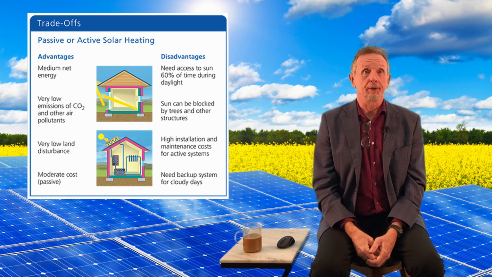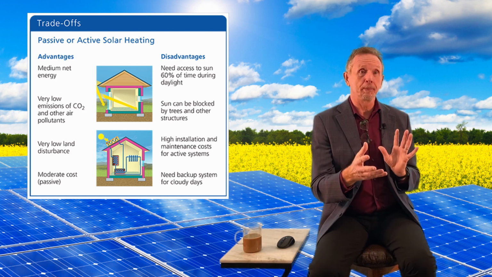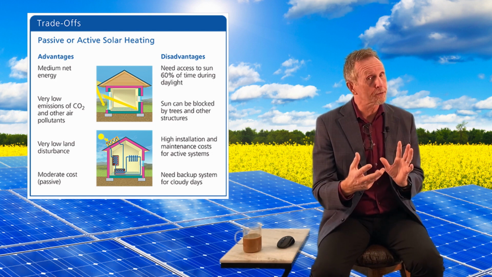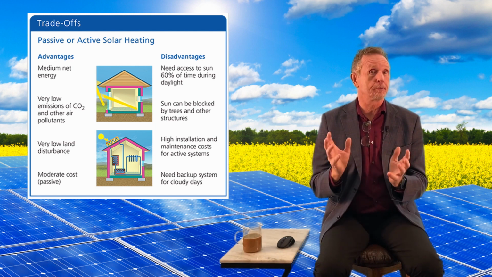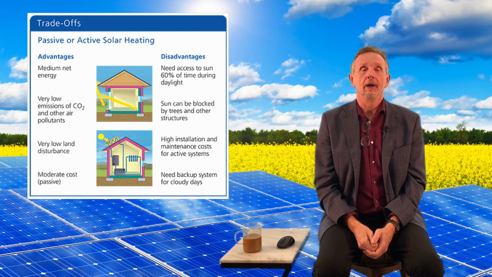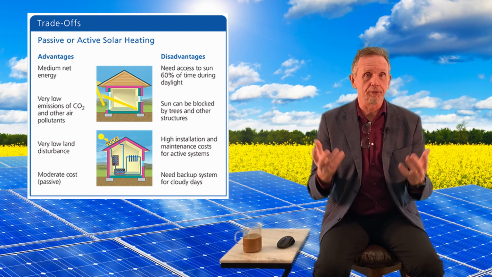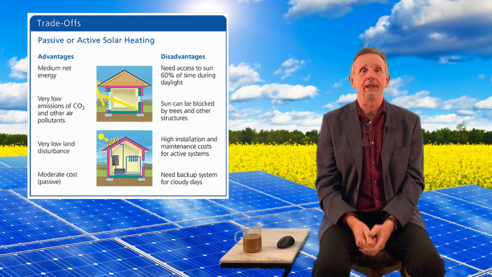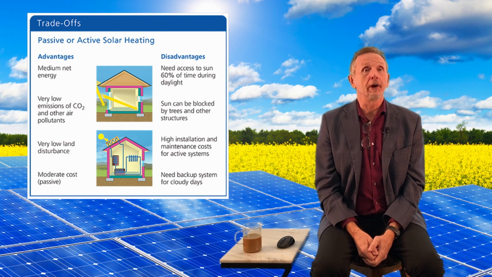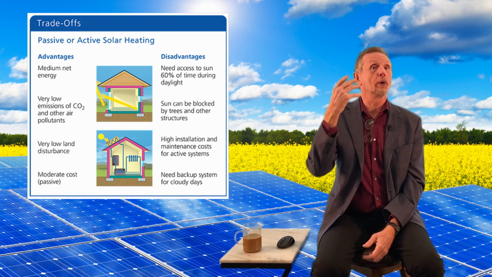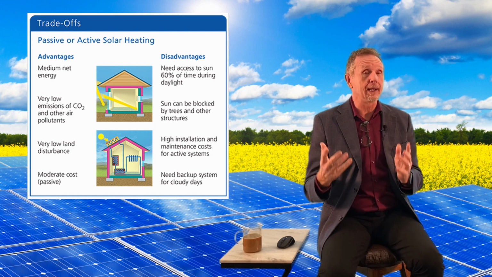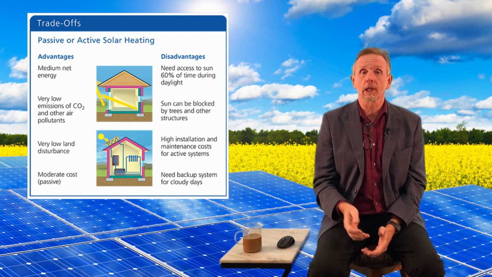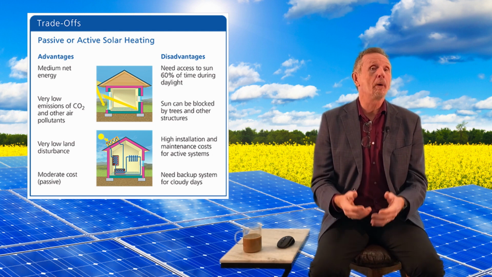Very low emissions, okay? It doesn't cost any more to build your house taking use of passive solar heating than to not build it. So it's free as far as greenhouse gases go. There's no other pollutants going out with either of these activities, if you will. Very low land disturbance. Typically, these are going up on your roof, and if you're building your house, the house is going there anyway. So very little to no land disturbance, and it's a moderate cost.